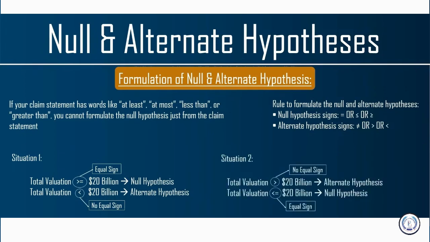Similarly, in situation 2, Flipkart claims that the total valuation in December 2020 was greater than $20 billion. Here, the claim contains a greater than sign, so the null hypothesis is the complement of the original claim. The hypotheses in this case can be formulated as: total valuation greater than $20 billion, which is the alternate hypothesis, and total valuation smaller than or equal to $20 billion, which is the null hypothesis. You can see the difference between the signs. To summarize, you cannot decide the status quo or formulate the null hypothesis from the claim statement. You need to take care of the signs in writing the null hypothesis. It always has to be formulated using equal to, or greater than or smaller than or equal to signs.